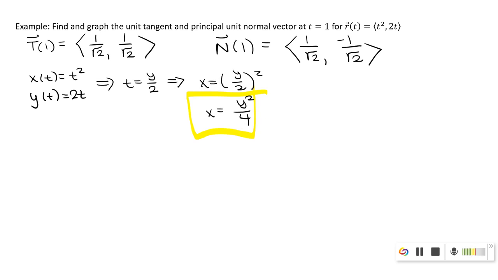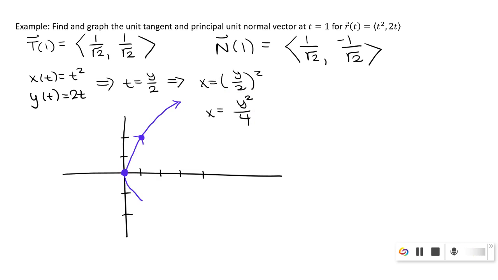So we've got a sideways parabola. I'm going to graph that sideways parabola. And just to have some level of accuracy, I'm going to plot a couple points. I definitely wanted to plot the point at t equals 1 because that's what we care about. So when t is 1, my plane curve is at 1, 2. So I made sure to get that in the right place.